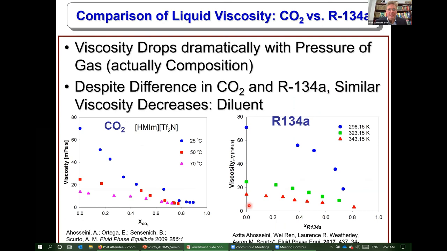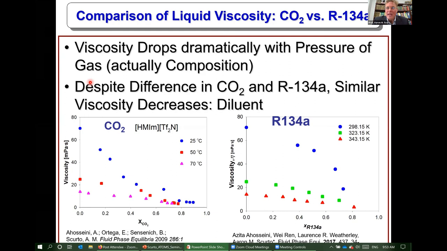So here are some results of looking at the liquid viscosity of our model ionic liquid, HMIM Tf2N, with both CO2 and R134a. We measure these according to pressure at first. And then using our vapor liquid equilibrium data that we measure with other techniques, we're able to at least calculate or predict what the composition is at the given temperature and pressure that our system is at. Normally the raw data is in terms of viscosity versus pressure, but we're able to translate that to viscosity versus composition. And you can see in both cases that with even just moderate amounts of either CO2 or R134a, we're able to drop the viscosity of the ionic liquids significantly.